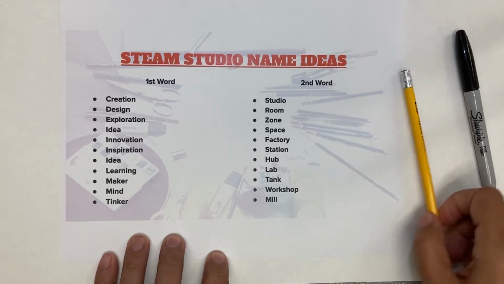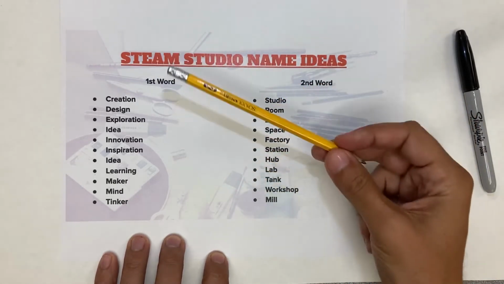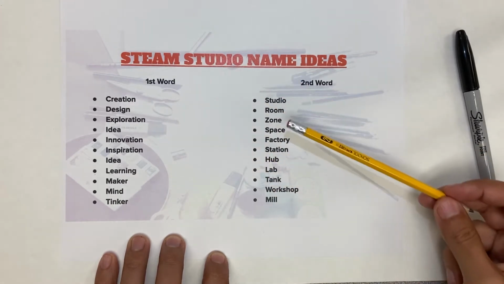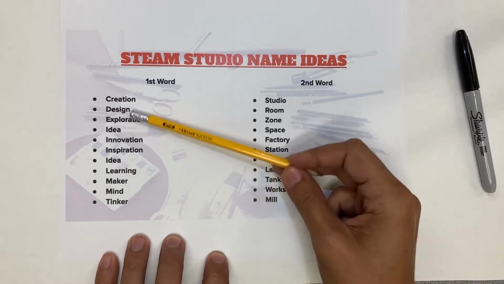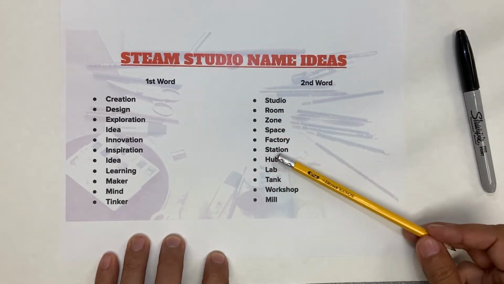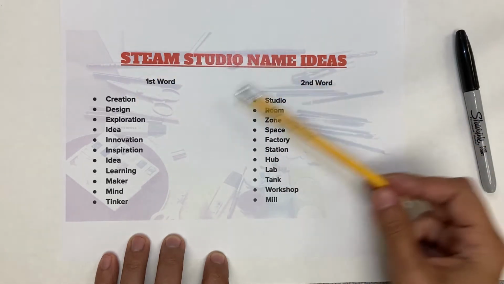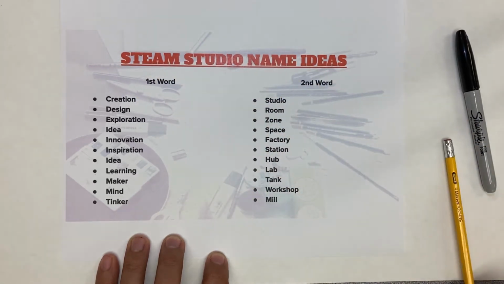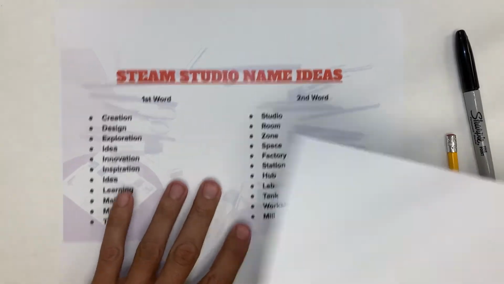So for me, I chose to name mine Design Hub. So I chose the word design from this side, and I chose the word hub from this side. So I'm going to name mine Mr. M's Design Hub. I'm going to show you an example of how we're going to do this.